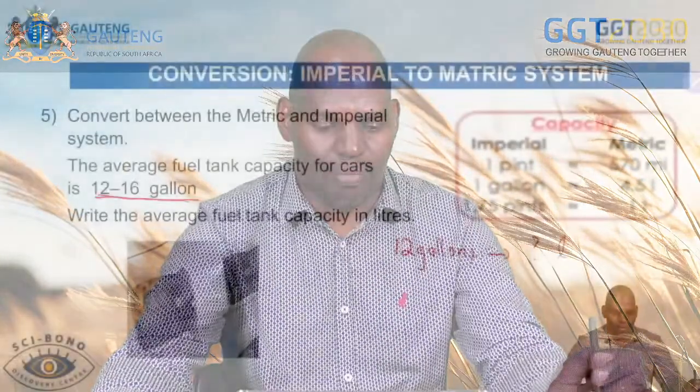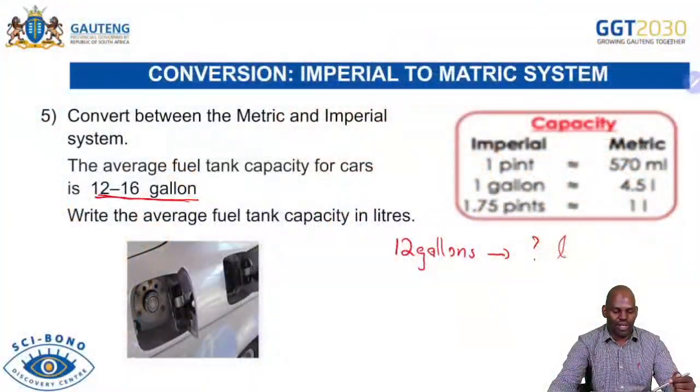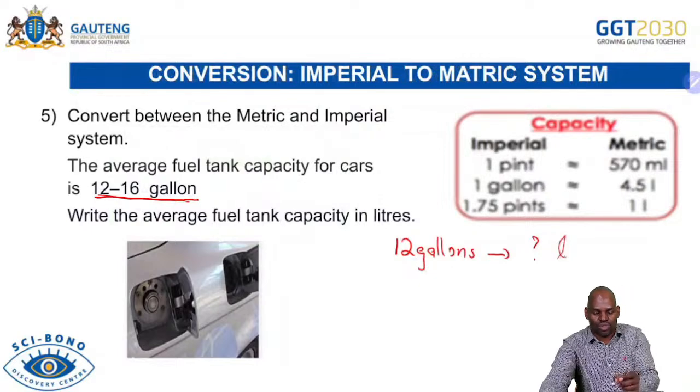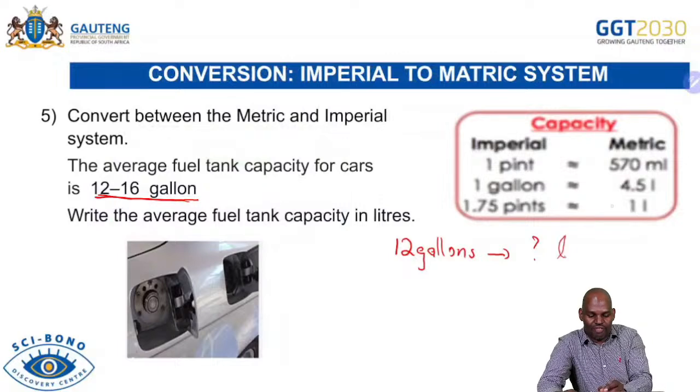Okay, welcome back, boys and girls. I hope you are enjoying the lesson. We were still busy with this example of converting gallons to liters. I was still saying the average fuel tank capacity of cars is 12 to 16 gallons, right? The average fuel tank capacity in liters. So if you look at the conversion factors that are given, it's 1 gallon is equals to 4,5 liters. So we need to check this conversion factor.